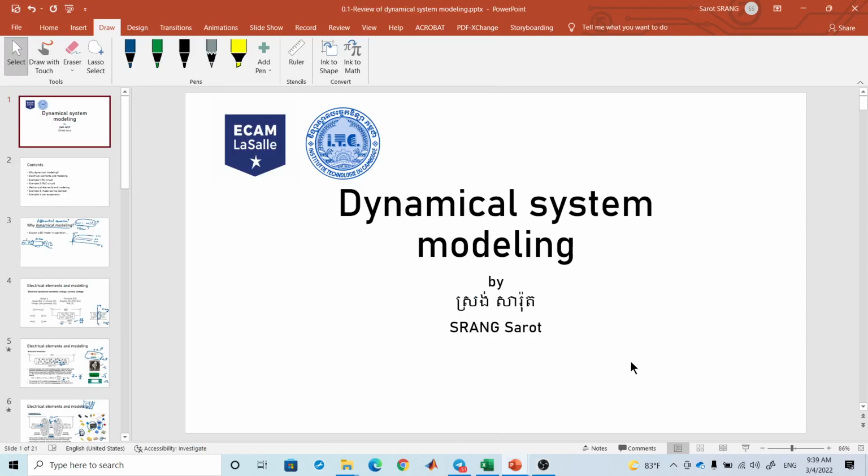Okay, so the second lecture is about dynamical system modeling. Sometimes we just say system modeling, but of course most of the systems have dynamic properties. Dynamics means that when you have an equation, it has the form of a differential equation, a differential equation as a function of time. That is the keyword to say it's a dynamic system.